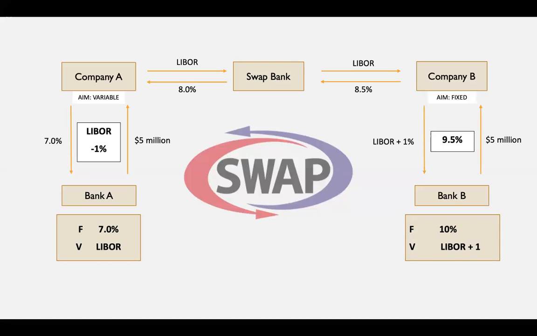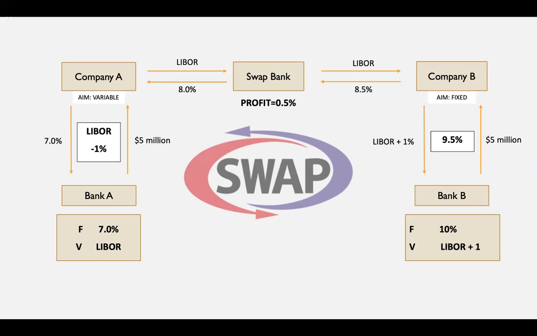they will agree to pay Company B a variable rate of interest, LIBOR, for a fixed rate of interest, say 8.5%. The way the swap bank makes money in this case is that the swap bank is receiving 8.5% from Company B and has an agreement to pay Company A 8%. The difference, 0.5%, is the swap bank's profit. The LIBOR paid by Company A to the swap bank is equivalent to the LIBOR paid to Company B by the swap bank. Now, how does this benefit Company A and Company B respectively?